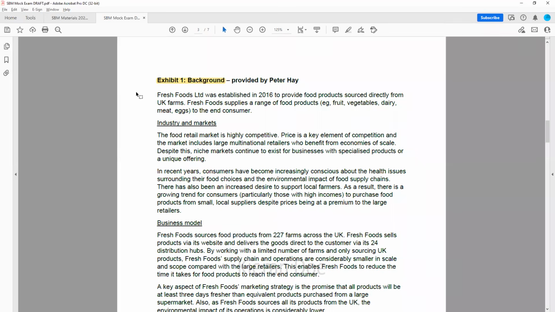So as I said, we'd usually get some company background. So we're told when the company was established, so 2016, to provide food products sourced directly from UK farms. Fresh Foods supplies a range of food products, and we've got a few examples there, to the end consumer. So we've been told this a few times, that they provide it to the consumer and that they operate online.